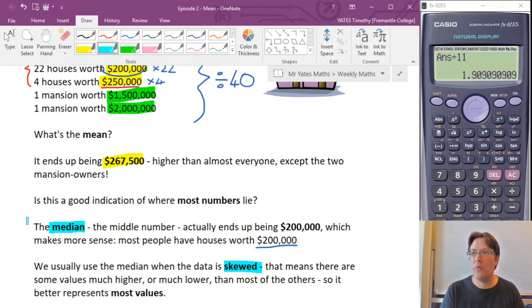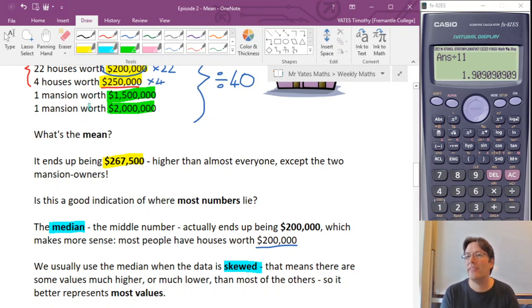Another situation where we tend to use median instead of mean is when we're talking about people's incomes, because some people are millionaires, billionaires, and the like. They earn so much money that if we took the mean of all of their incomes, we'd end up with a mean that was actually quite a bit higher than what most people end up earning.